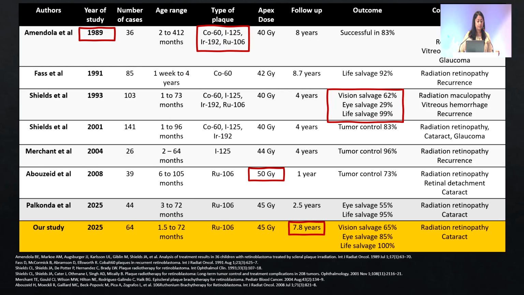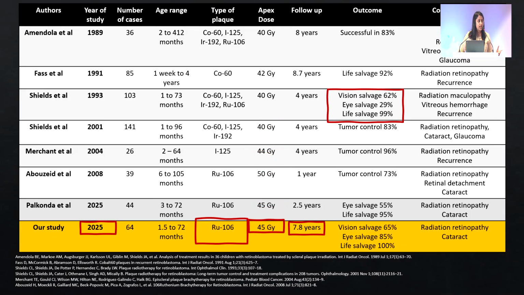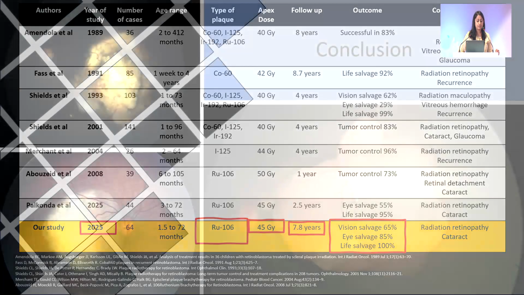We had to enucleate. The studies that have been done earlier, from 1989 onwards, have tried multiple combinations. We are now in the year 2025, and we have systematically given ruthenium for our cases with an apex dose of 45 gray. And as I said, we titrate it between 40 to 45 depending on the location. We were able to achieve an eye salvage of 85%, which is a very promising number, and we feel very comfortable using plaque brachytherapy as secondary treatment, and of course complications of radiation retinopathy and cataract do occur.